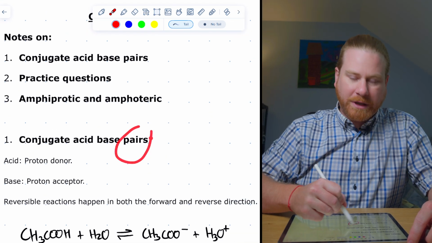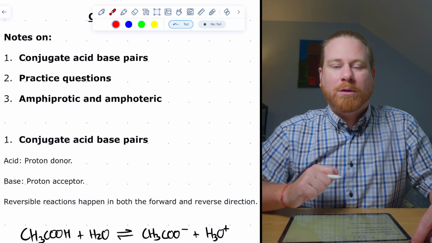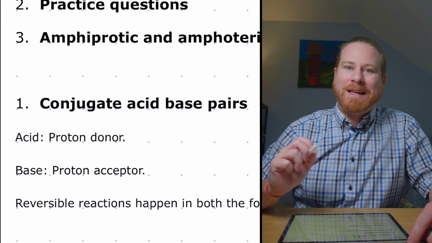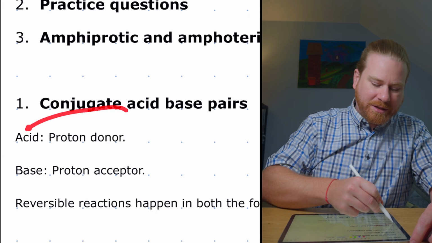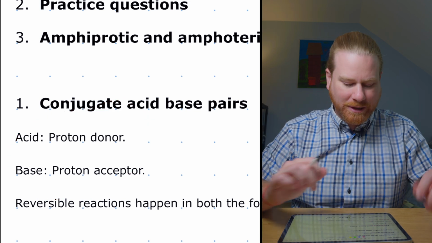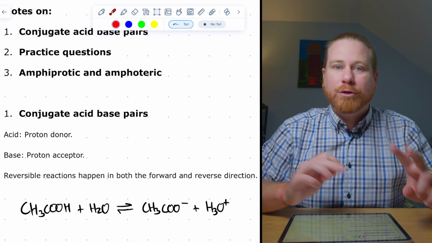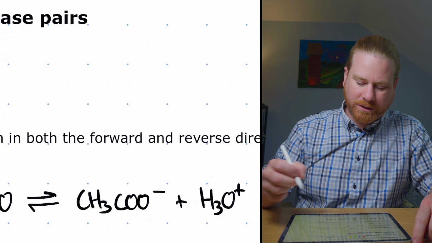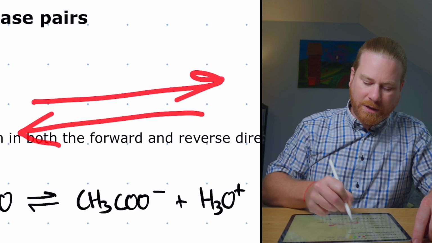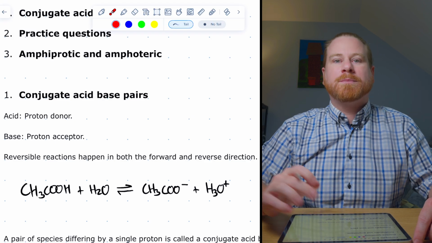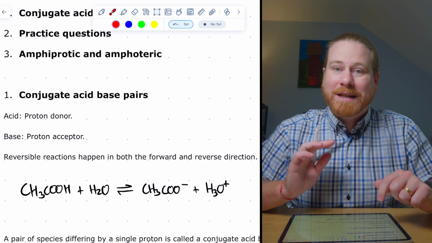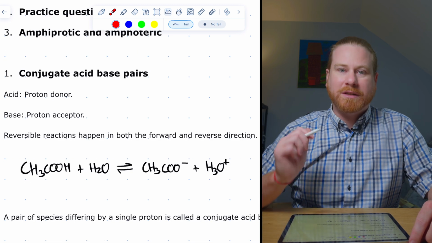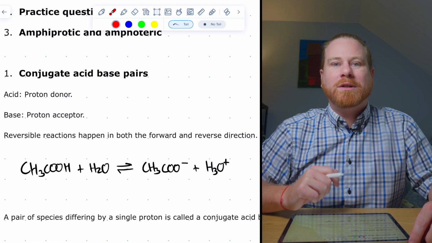Alright, but before we look at pairs, we just need to quickly remind ourselves of a few things. Thing number one is our definition for acids and bases, to do with proton donors and proton acceptors. And thing number two is that reversible reactions happen in both the forward and reverse directions. So now we have remembered that, we can easily understand what a conjugate acid-base pair is. If we have a look at this example here, we should be able to figure out what is going on.